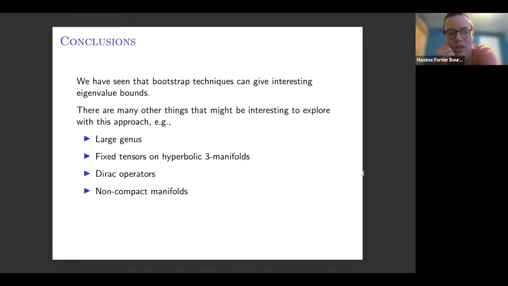Do you think these methods can be used to prove sharp bounds that the Bolza and the Klein quartic maximize the lambda one, or does it always lead to a strict inequality? Yeah, that's a good question.